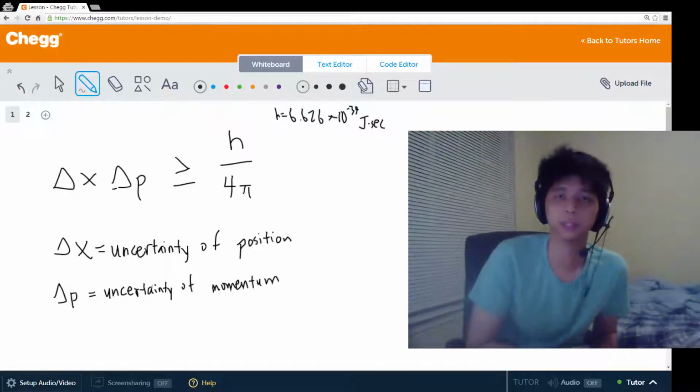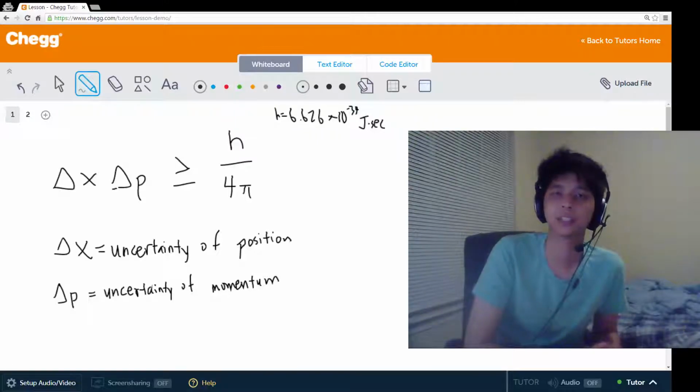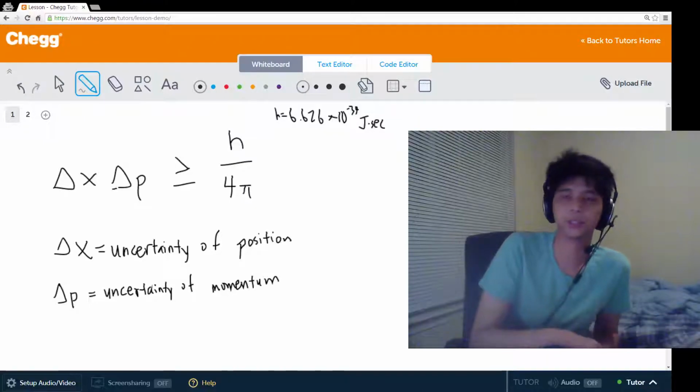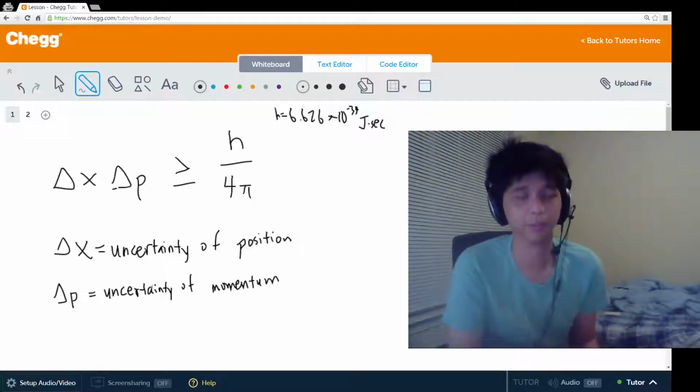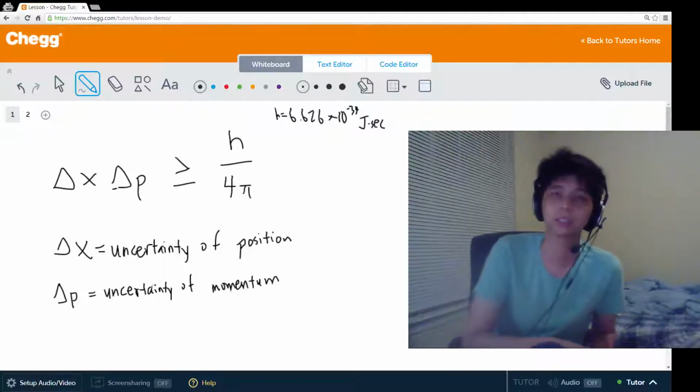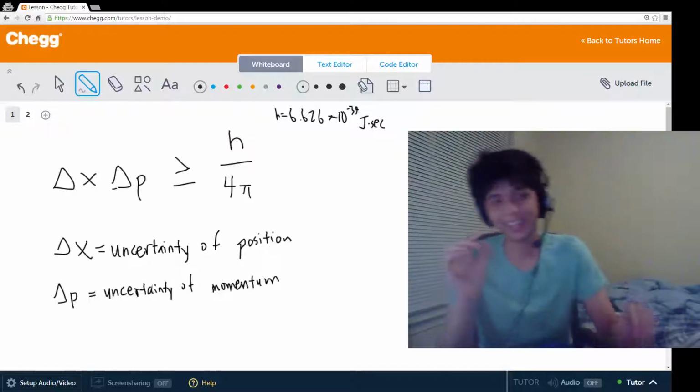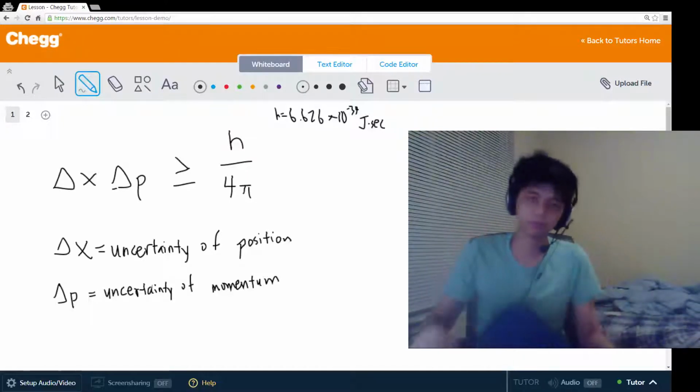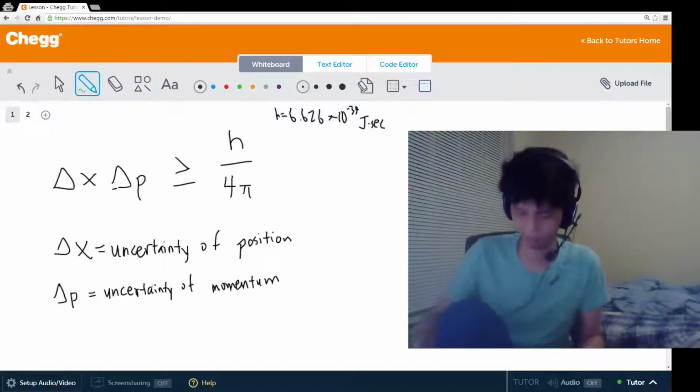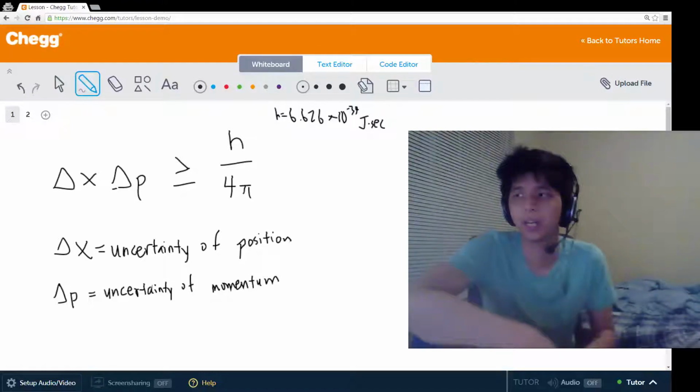So the Heisenberg Uncertainty Principle is a physics concept that is usually applied when measuring particular attributes of subatomic particles, such as protons and electrons. And what it says is that it's impossible for you to know at one point in time the exact position and the exact momentum of a certain particle. So what does this mean?